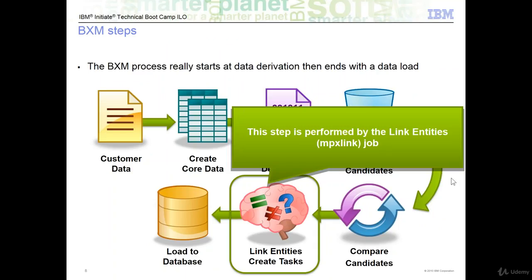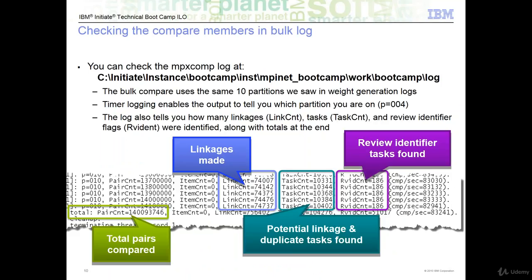Now the compare members can be checked at the MPX comp log at the location mentioned here, where the bulk compare uses the same 10 partitions that we saw in the weight generation logs, and the timer logging enables the output to tell which part you're on. Plus, the logs also tell how many linkages or tasks were identified.